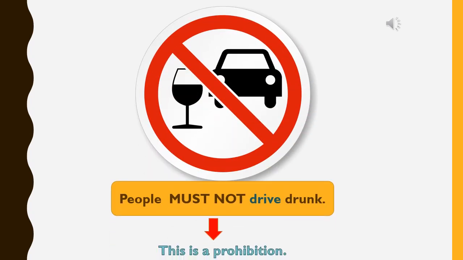Okay, here we have people must not drive drunk, or people mustn't drive drunk. This is a prohibition because it says que las personas no deben conducir ebrias. Yes, this is a prohibition. For example, these days, we mustn't go out without a mask. That is a prohibition. So we are going to use must not or mustn't to express a prohibition.